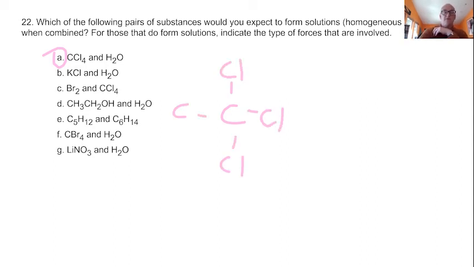So here's carbon tetrachloride and water. What shape is carbon tetrachloride going to be? Tetrahedral, right. So this is going to be completely symmetrical, with one going backwards, one going out. So is this going to be polar or non-polar? Non-polar. It's going to be really non-polar.